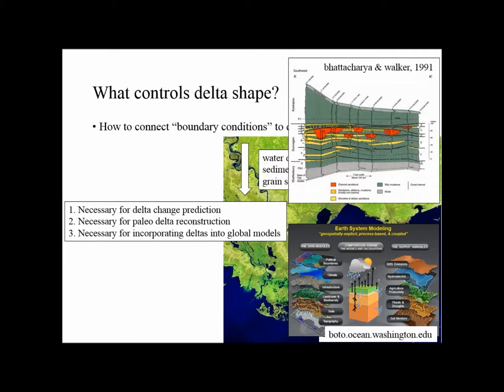And also, this question of what controls delta shape is really important for incorporating deltas into global models. People are now starting to think about the Earth system as one big model where they can include things like land cover, biodiversity, soils, and climate to predict what Earth will look like 100 years from now. And to do that, you need to have some quantitative understanding of how all these things affect river deltas.